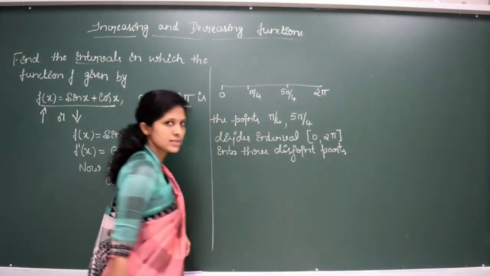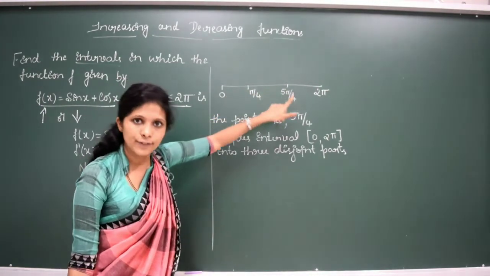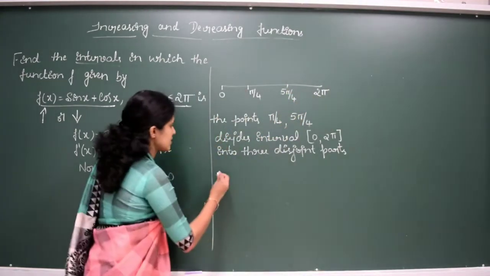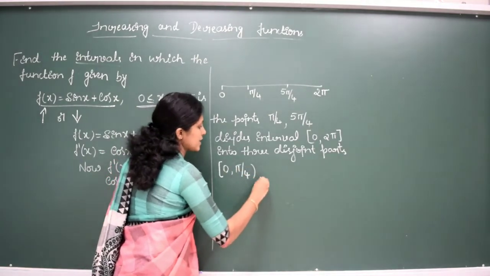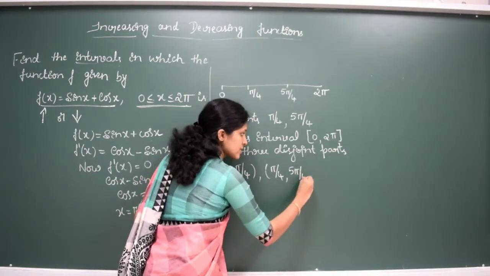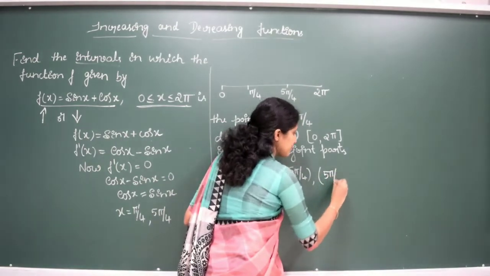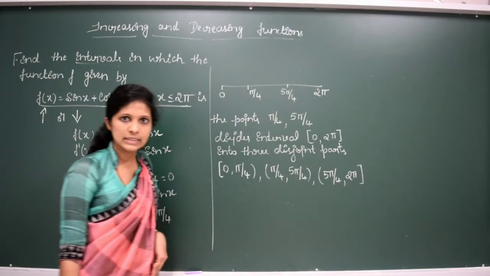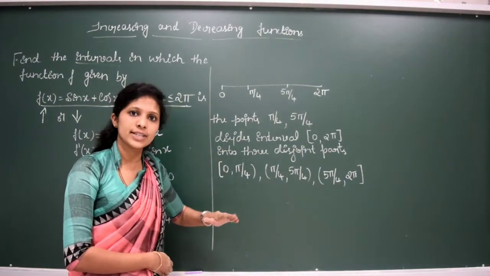Now, what are the parts? One is from 0 to pi by 4. Next, pi by 4 to 5 pi by 4. Another one will be 5 pi by 4 to 2 pi. We will consider that. So, this is 0 to pi by 4, and next will be pi by 4 to 5 pi by 4. This is the second interval, and the third interval will be 5 pi by 4 to 2 pi. Yeah, so we got 3 intervals. So we have to check now where the function is increasing and where the function is decreasing.